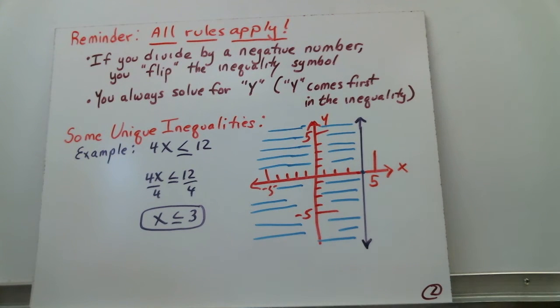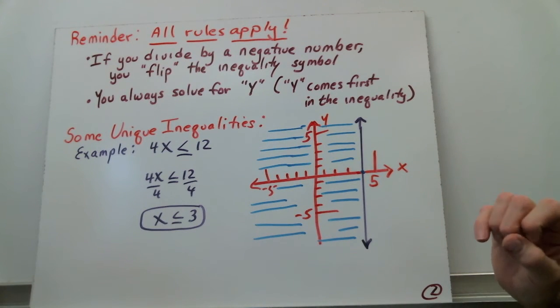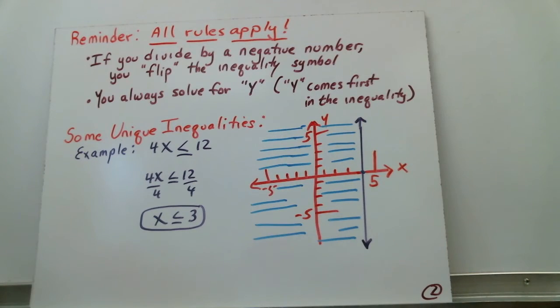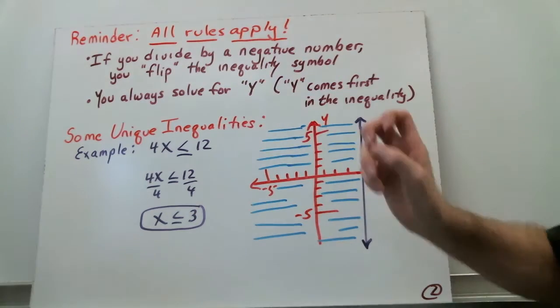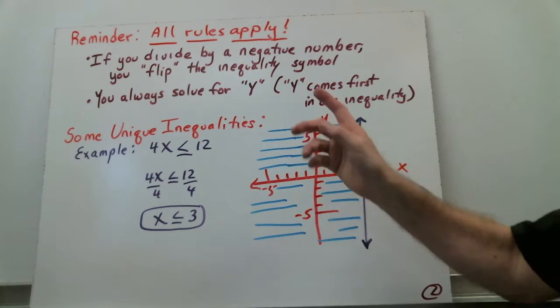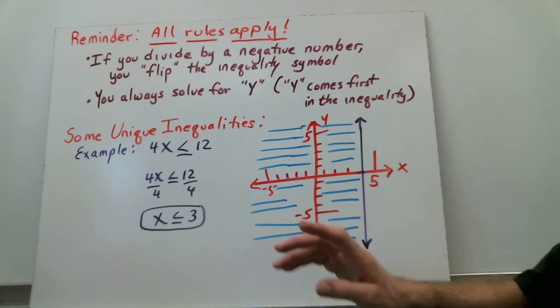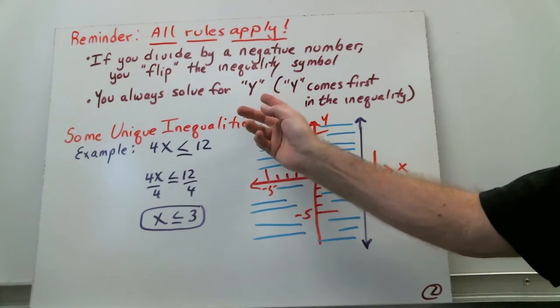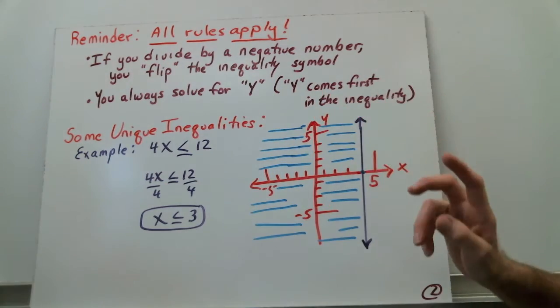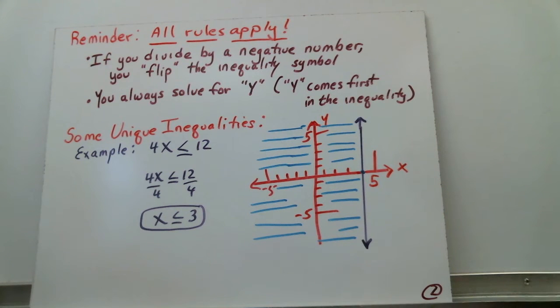All right, we have a reminder. As a review, all rules apply. So if you divide by a negative number, you flip the inequality symbol, just as we've done in all the work we've done up to this point in our program. Secondly, you always solve for y. And y comes first in the inequality because we want to have it in slope-intercept form.